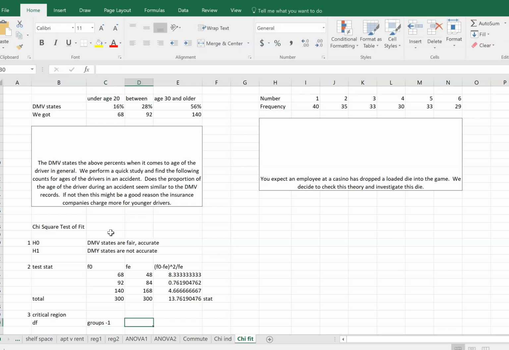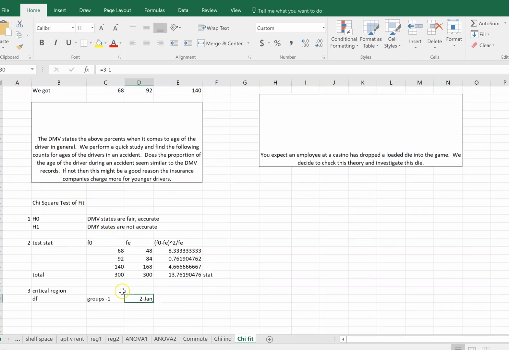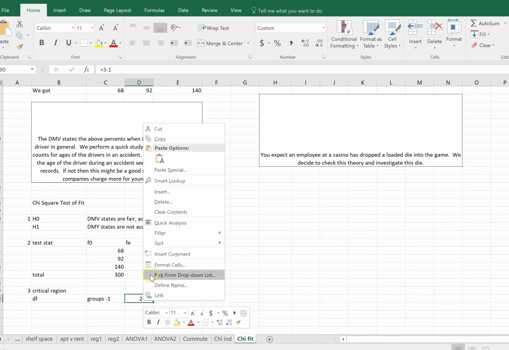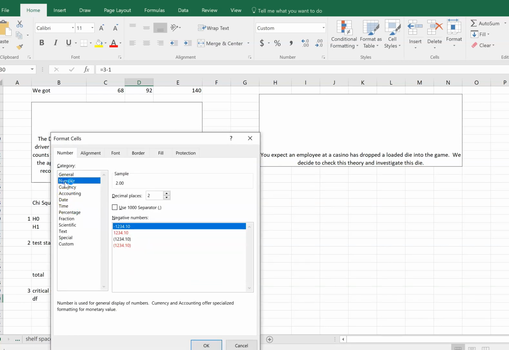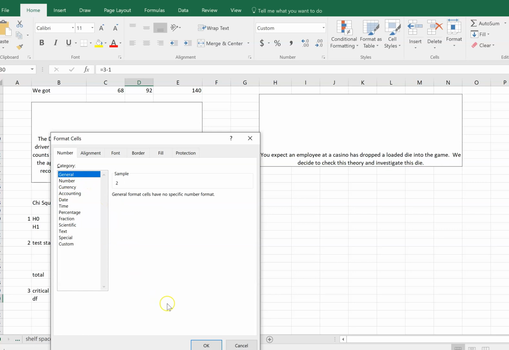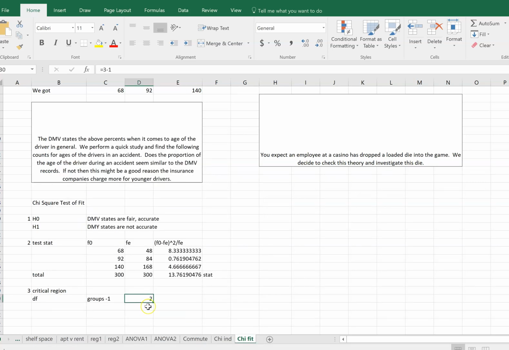In this case, we have 3 groups we're comparing, so 3 minus 1, not March 1st, so equals 3 minus 1. Yes, I know, unfortunately now, this is a common mistake. If you put it into a format that's a date, it'll stay in there until you go back to number or general and change it back to a number. So now it's back to a number. That happens a lot in Excel. If you put in any type of thing that looks like a date, it'll change to a date. So you've got to go back and format the cell back to general or number, your choice.